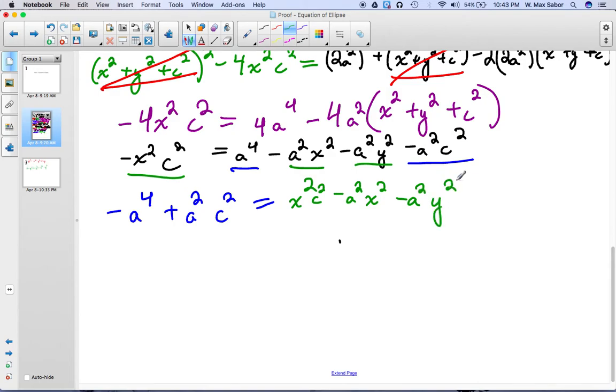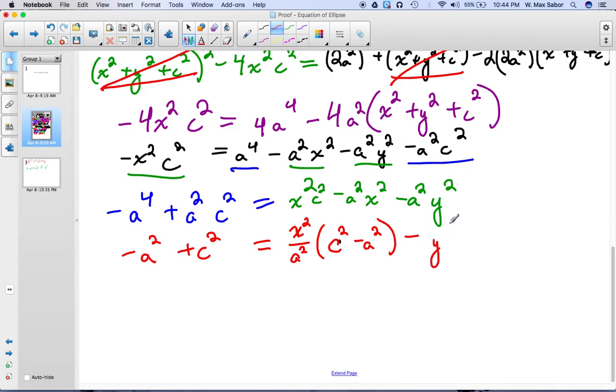And now things should be coming together pretty nicely. So if we divide everything by a squared, we're left with negative a squared plus c squared equals 1 over a squared times, actually, I'm going to pull out the x squared to factor out of these two, which we're left with c squared minus a squared, minus y squared.